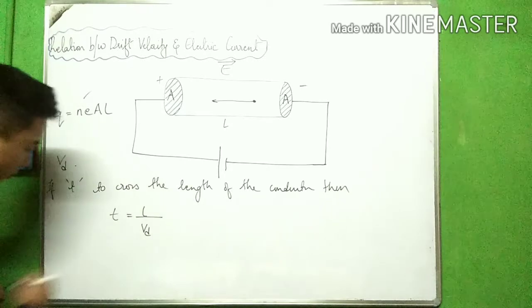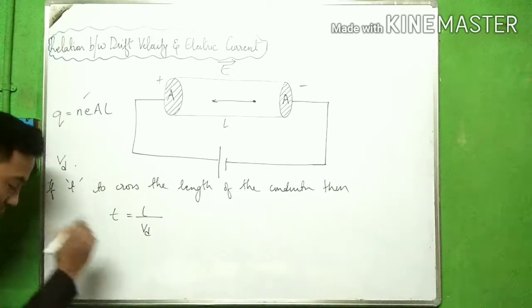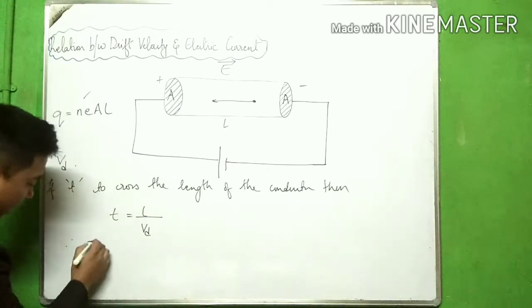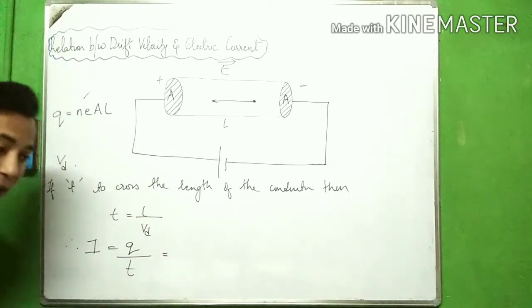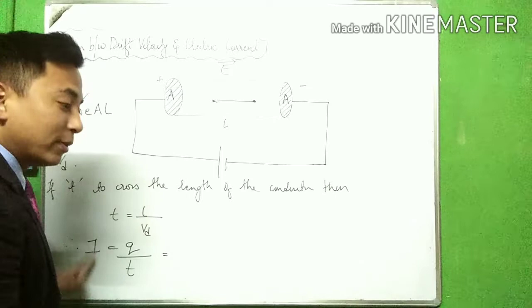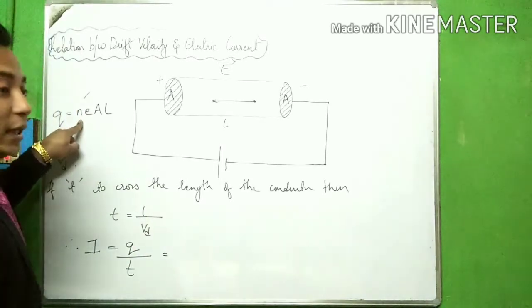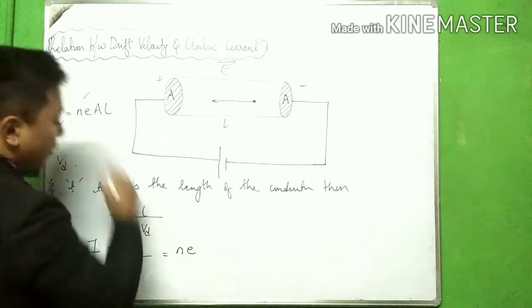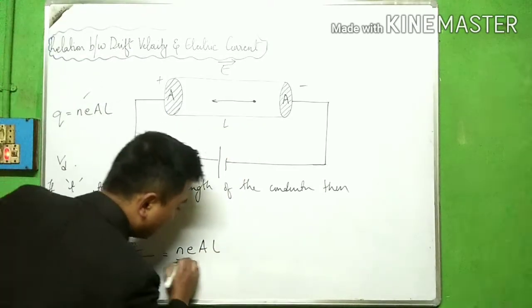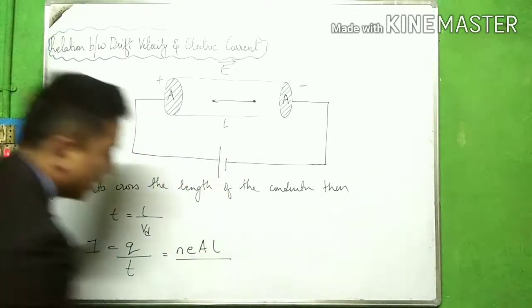Okay, now therefore, by the definition of current, what was the definition of current? It is the rate of flow of charge. Now in this case, what do we have? Electric current, and current is the charge of whose? Of electrons. So the number of free electrons N times e times A times L, whole thing divided by t, whose value is L upon Vd.